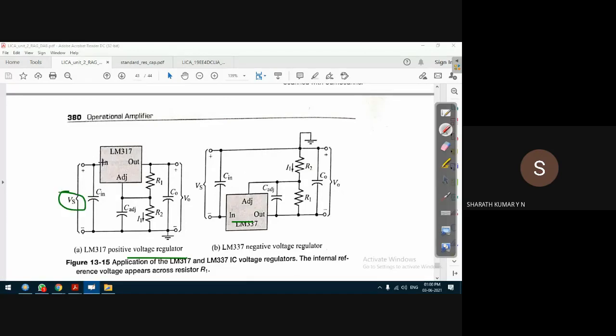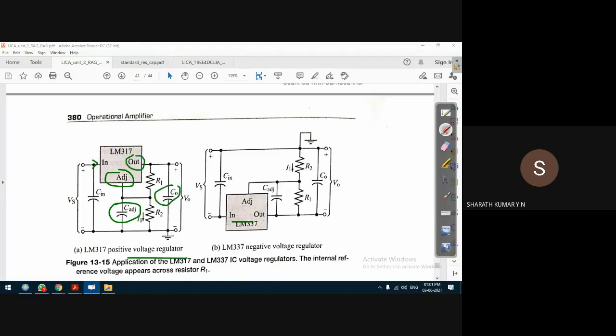Out of 3 pins, the input pin is where input Vs is applied. Across that, a capacitor is connected so that it acts as a filter. Additional filtering is possible at this stage, so that DC is applied to the input terminal. The adjustment terminal is given with R1 and R2 and a capacitor. So further voltage adjustment is possible, and output voltage is obtained at the output terminal.